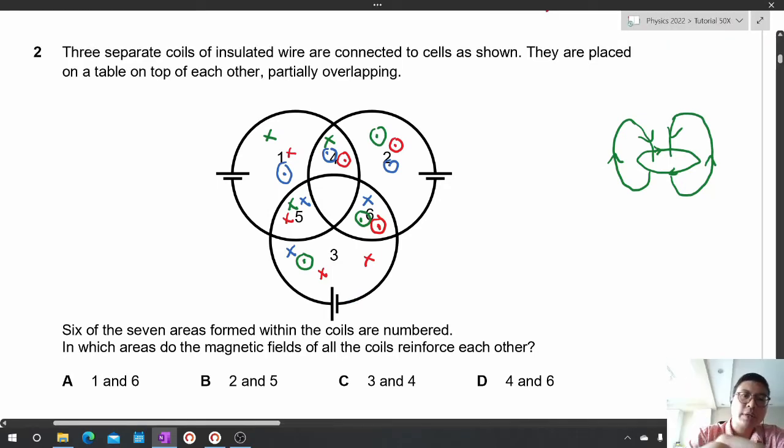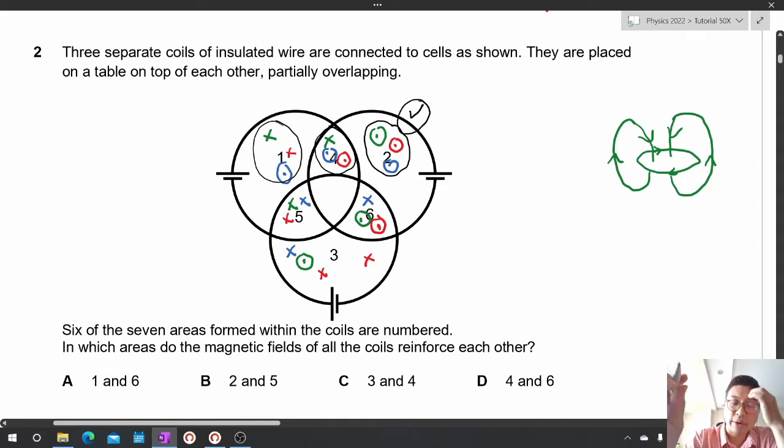In region 1, there are 2 crosses and 1 dot. That means that the magnetic flux lines are not acting in the same direction. Region 2 also not acting in the same direction. Region 4 also not acting. Now, region 2, they are acting in the same direction. And also region 5, they are also acting in the same direction.